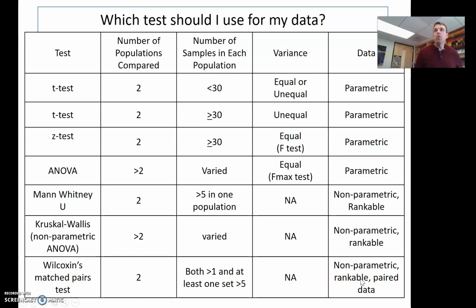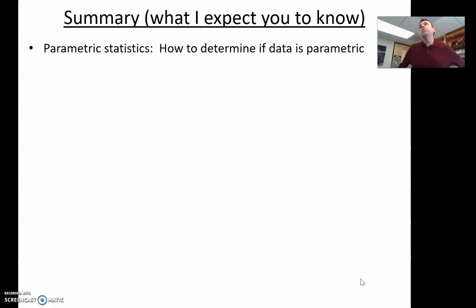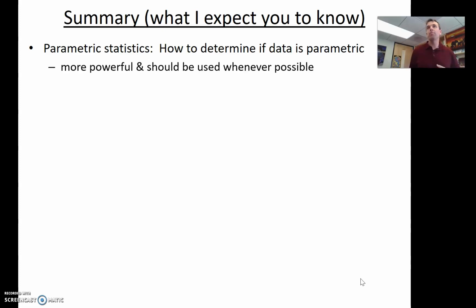All right? So in summary, what do I expect you to know from this second part of the semester? So we've done a lot with parametric statistics. You should be very comfortable determining if the data is parametric. In fact, I would go back and I would just practice the testing for those parameters. I would practice doing the frequency graphs. I would practice testing if 67% of your data is within 1 standard deviation. I would make sure you remember the skewness parameters and so forth. So know how to test and determine if that data is parametric. Right? And because that's more powerful and should be used whenever possible.